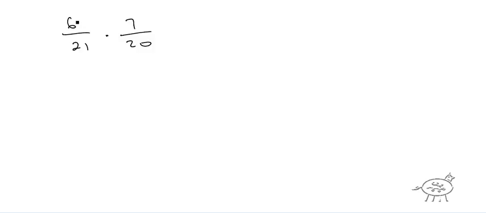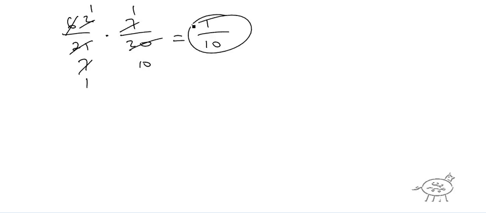3 goes into 6 2 times. 3 goes into 21 7 times. Okay, now I've got a 7 and a 7. I can cross-cancel that. So 7 goes into 7 once, 7 goes into 7 once, and then I have the 2 and the 20. That's nice too. 2 goes into 2 once, 2 goes into 20 10 times. So my answer is 1/10. That's really easy when you cross-cancel.